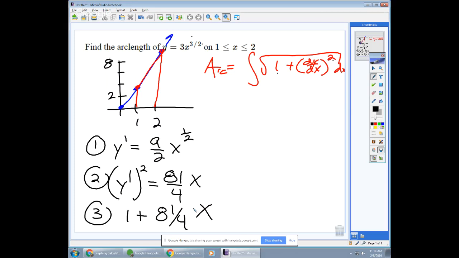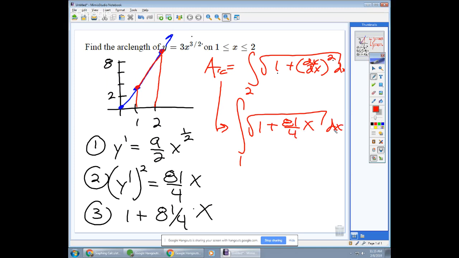And I think I'm just going to leave it like that. And step 4, I guess I'm ready to build my integral. So I've got the integral from 1 to 2 of the square root of 1 plus 81/4 x. Is that right? Yes. We got that right.